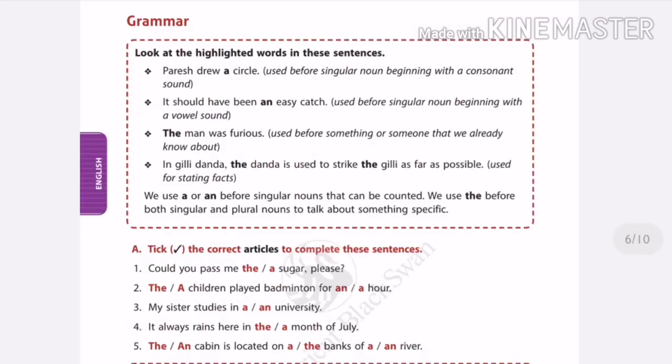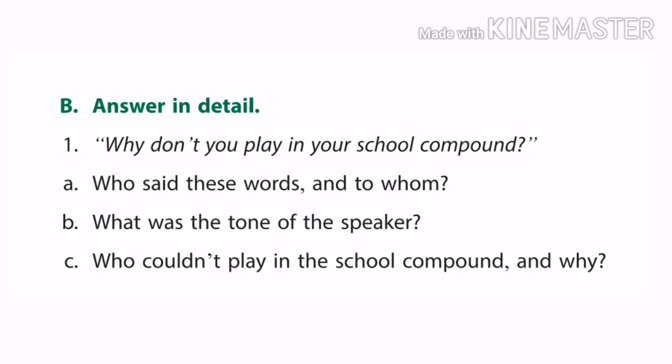In your textbook, page number 18, there is an activity in grammar section A. Tick the correct article to complete these sentences. Five sentences are given. Children, go through each sentence and find out the appropriate article. Do it by yourself. The answer key will be attached in the Google Classroom, so you must check it out. For the next class, study question number 1 from section B.